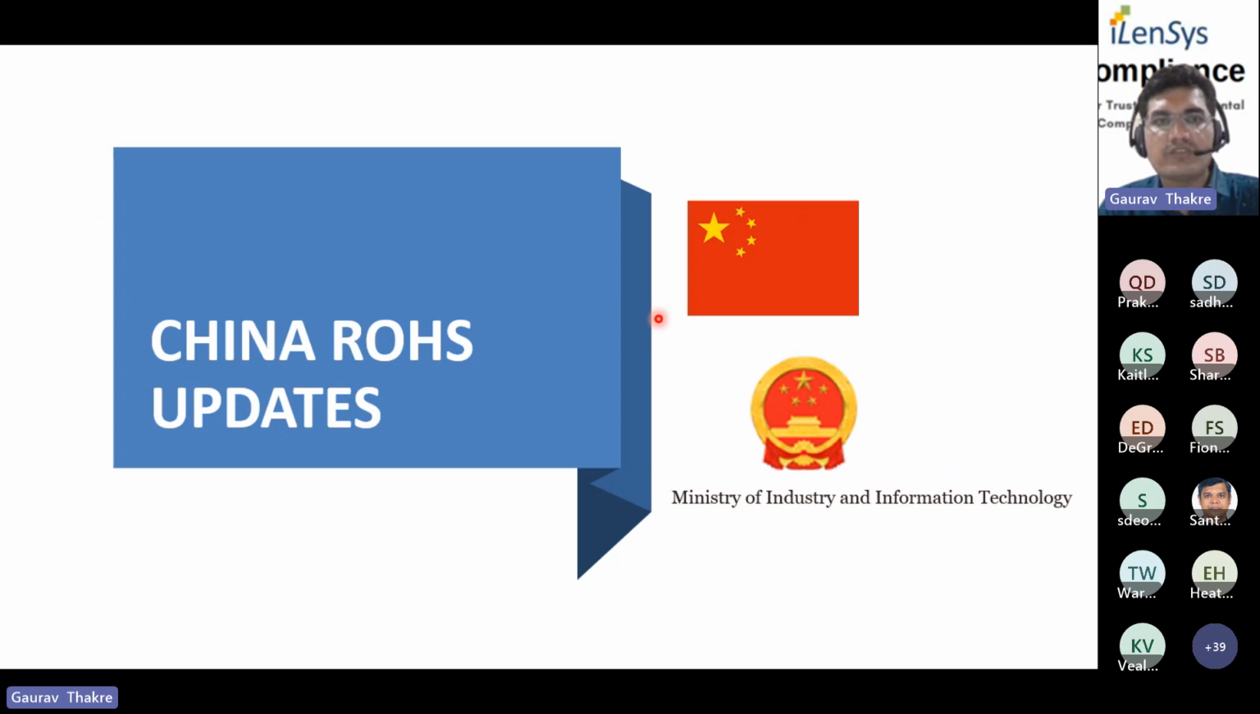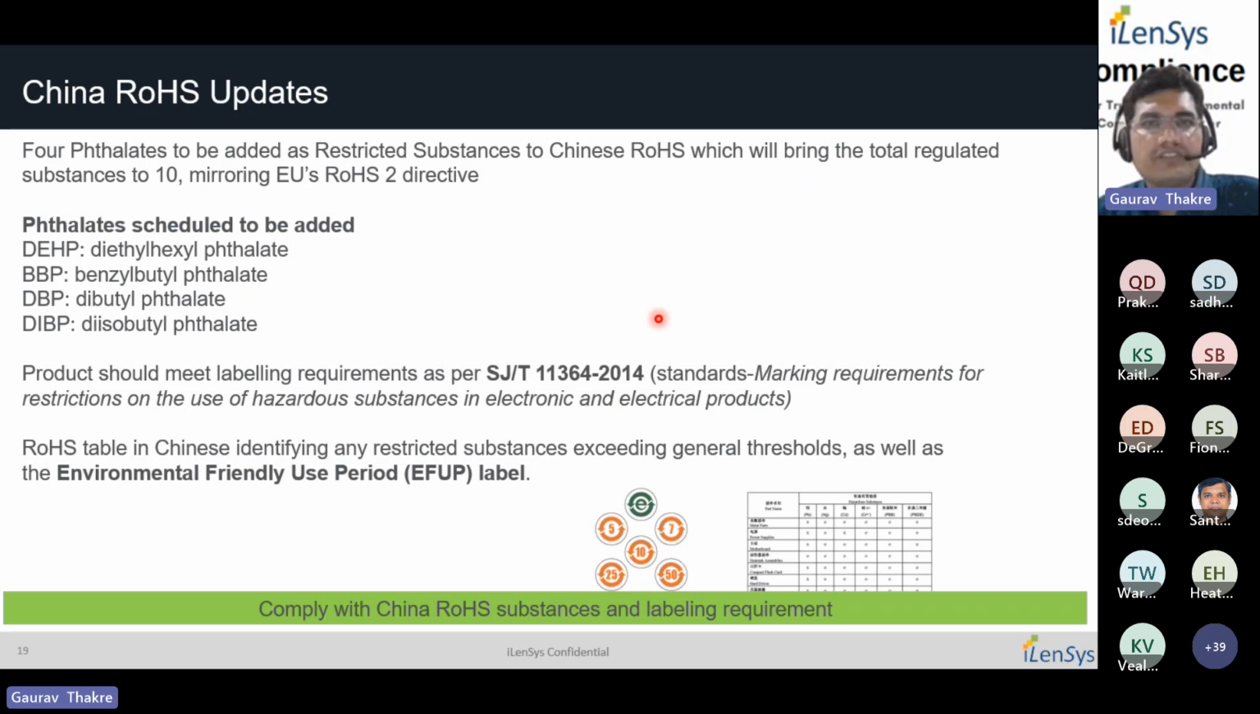China RoHS and updates on China RoHS. The China RoHS already has 6 restricted substances like EU RoHS 2, but it is going to add 4 new substances, which are phthalates, which will be similar to EU RoHS 3, the current RoHS directive, after the 4 substances are added. But it is still not enforced, and is expected this year. Products should meet the labeling requirements. There are labeling requirements as a part of the China RoHS regulation. If you see in the slide, there are two labels: an orange circle with the number of years inside it, and another label with green and an E inside.